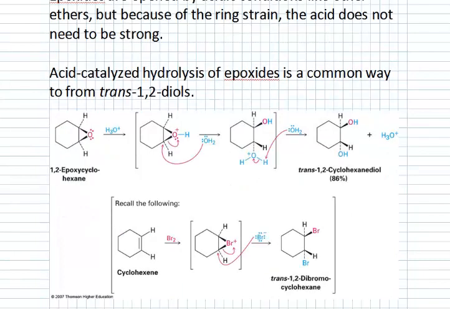And in fact, we've seen that before as a way of making trans 1,2-diols. Right? Just a little bit of aqueous acid that will protonate the epoxide, and then water will come in from behind and attack it, open it up. Water will deprotonate the H2O that added. We end up with a trans 1,2-cyclohexane diol in this case.